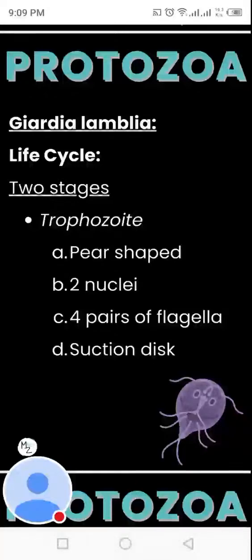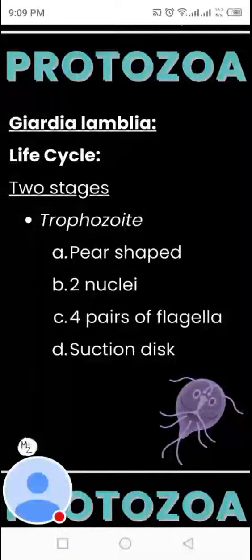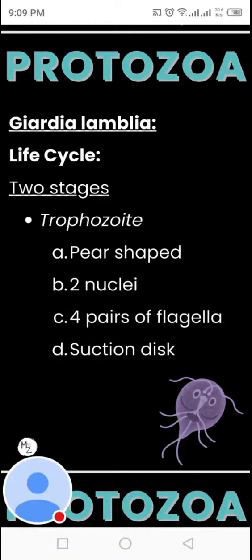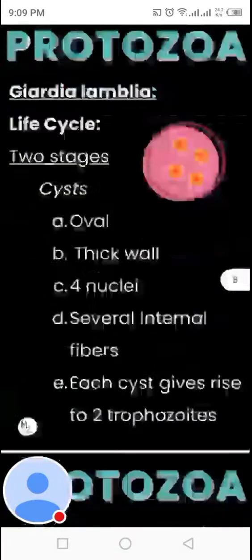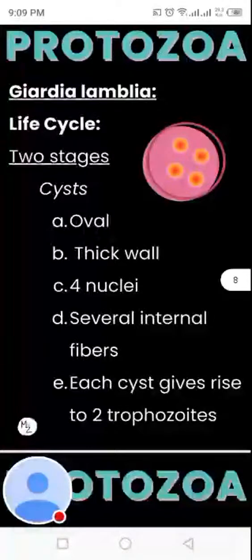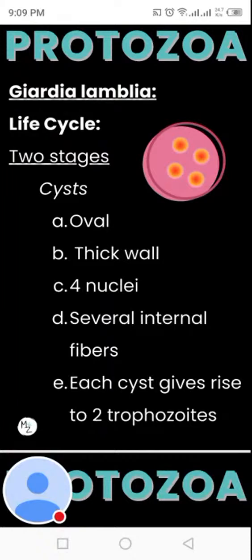This suction disc helps Giardia lamblia to stick to the wall of the intestine, to the mucosa of the intestine, where it can easily cause the infection. The site of infection of Giardia is the intestine. And the second stage in the life cycle of Giardia lamblia is the cyst. As you can see there, it is oval in shape. It has a thick wall, the dark pink color around it, that's its wall. And it has 4 nuclei in it.